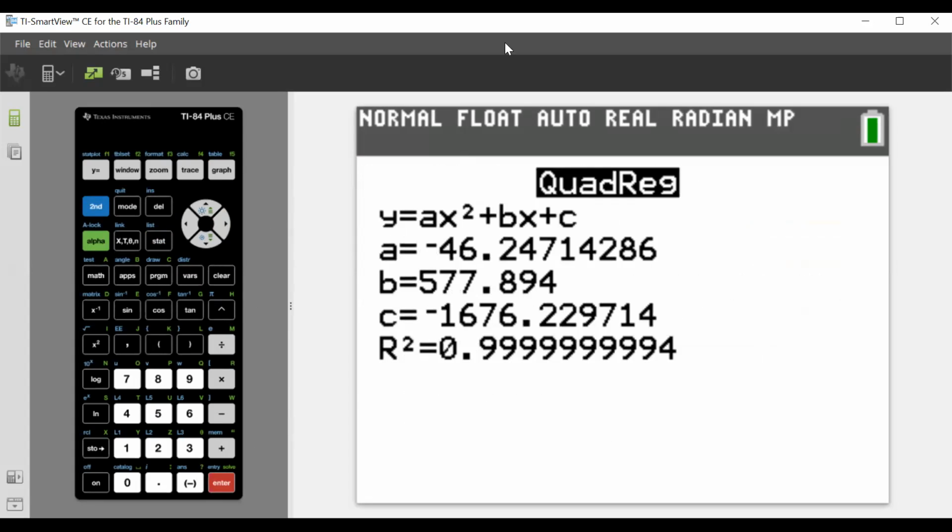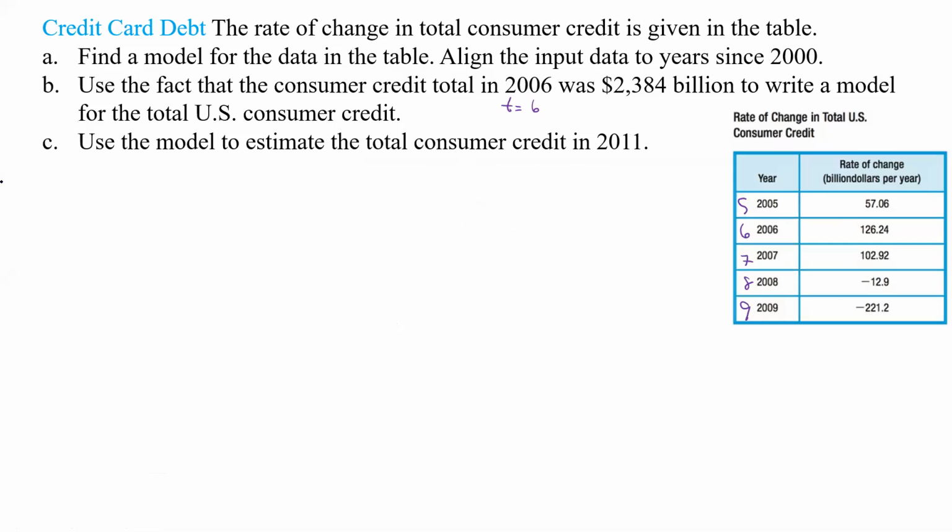All right, so let's write that down. So we have our A, we have rate of change, so let's say R of T is equal to negative 46.247x squared plus 577.894x minus 1676.230, and that's in billions of dollars per year.